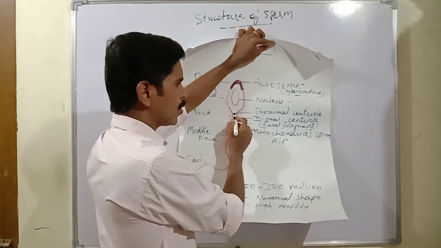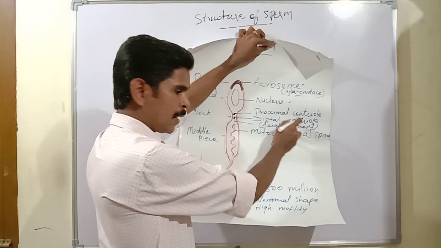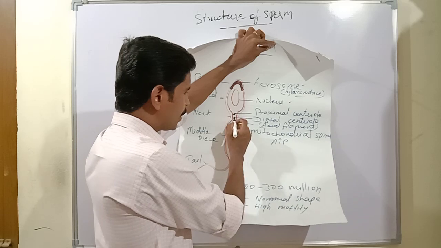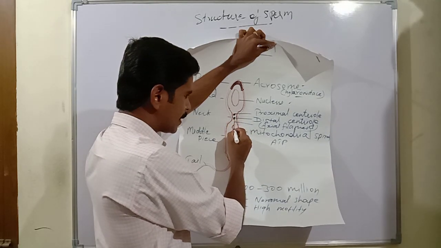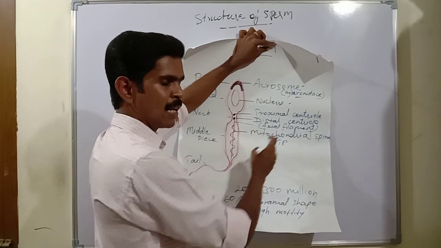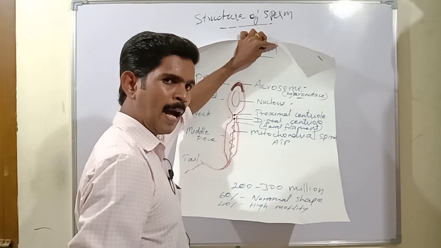And the second centriole name is called distal centriole. This distal centriole is towards the middle piece. From the distal centriole, the middle region, a small filament-like structure is arising. It is called axial filament.